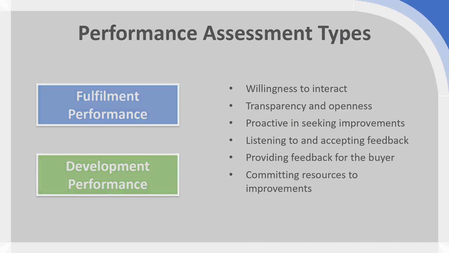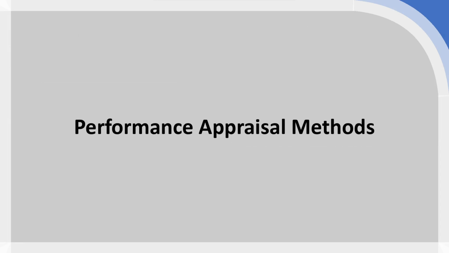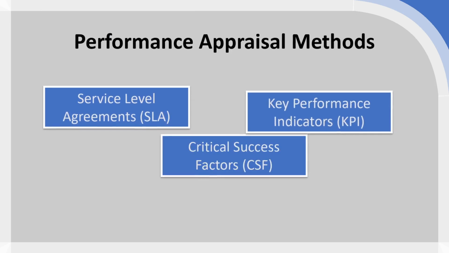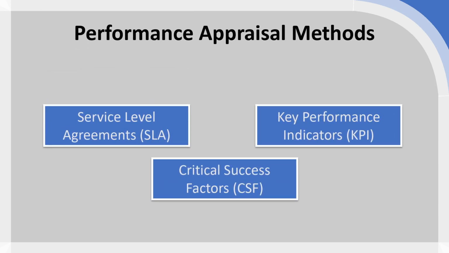So if we move on to performance appraisal methods, what I'm particularly interested in here is looking at three major concepts and how they actually interact. So we have SLAs, CSFs, lots and lots of acronyms here, critical success factors, and lastly KPIs or key performance indicators. We have a distinct video on SLAs, so I'm not going to bore you guys even more with a repeat of our discussion on SLAs. Instead, I am going to look specifically at KPIs and critical success factors.